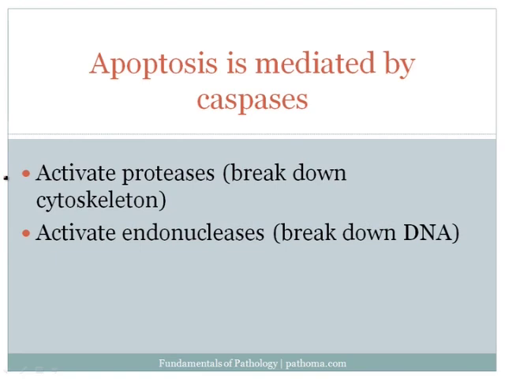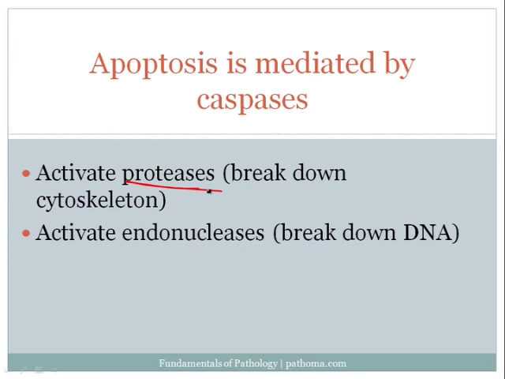Now, the key mediator of apoptosis is something called a caspase, and that's high yield. So caspases are the enzymes that mediate apoptosis. And what do they do? They do a couple things. Number one, they activate proteases. And why do they activate proteases? Because the cytoskeleton needs to be broken down.